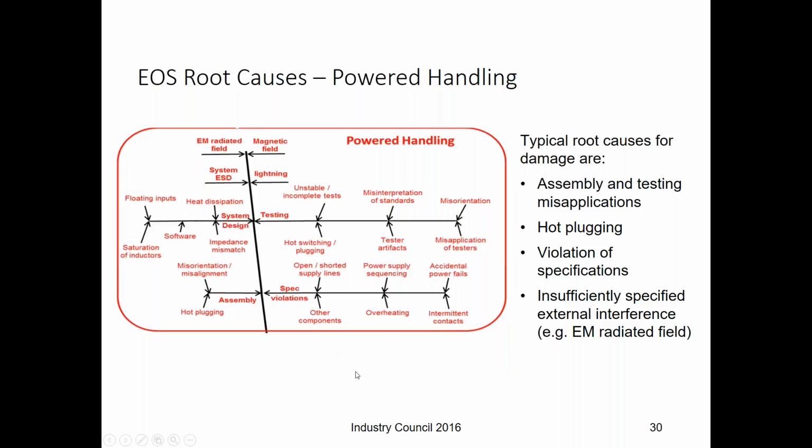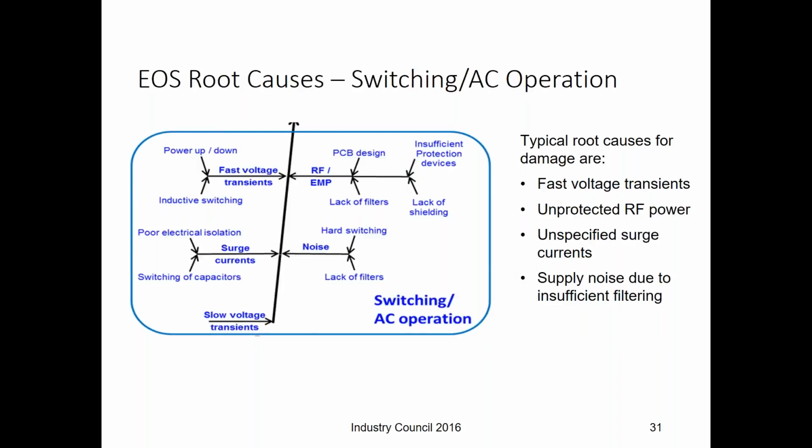Violation of specifications is a very general statement, but it covers a wide variety of errors that are made. And there may be external interference, electromagnetic interference of some kind, which can cause failures as well. The next category is in the next slide.